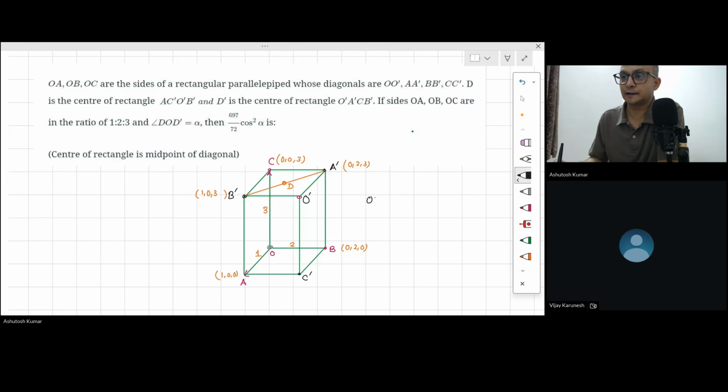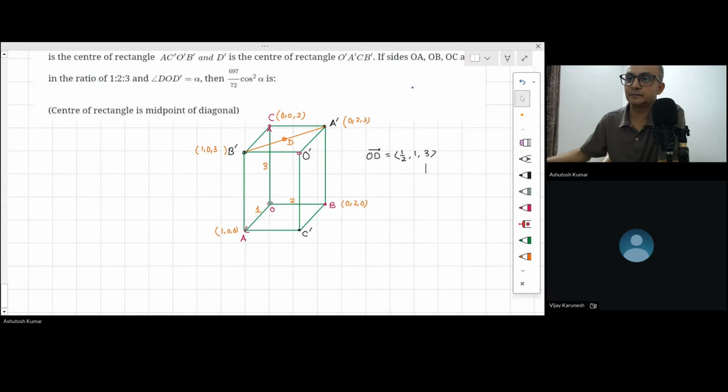With O as the origin, either you find the midpoint and then connect, or directly you can say OD is the position vector you're finding. So D will be 1/2, 1, 3. This is OD. Similarly, I know B dash and C dash. What is C dash, by the way? 1, 2, 0. Very good.